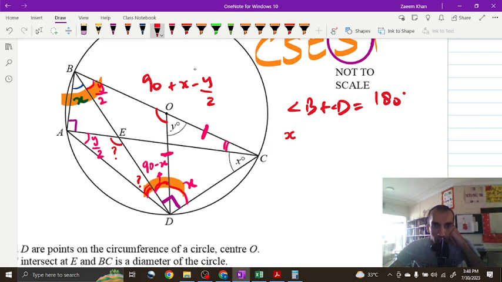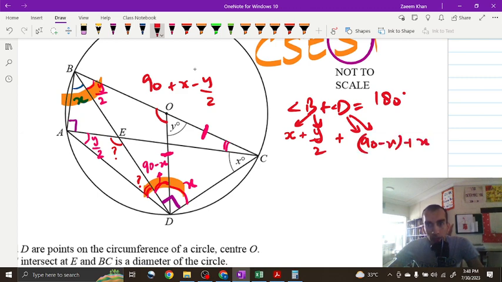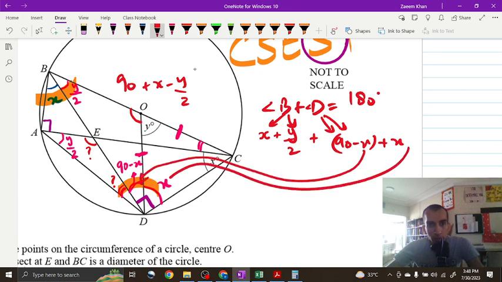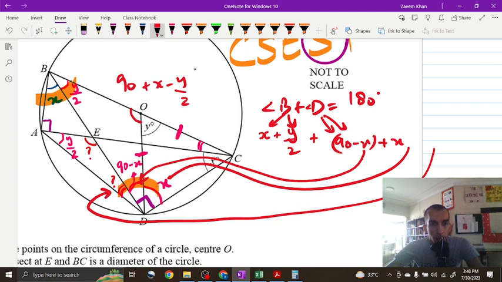The 90 plus. Angle B is angle x plus y over 2. Yeah. How much is angle D? 90 minus x. And you mentioned this angle, you mentioned this angle. What about this angle? So can we say A plus ADE is equals to 180? Yeah.